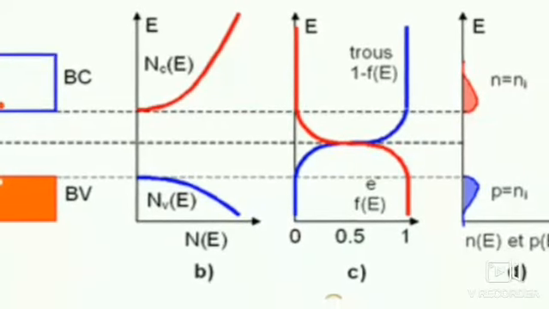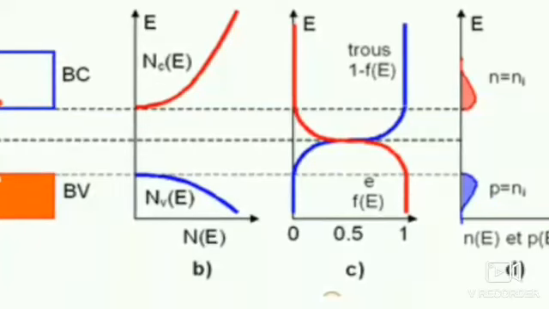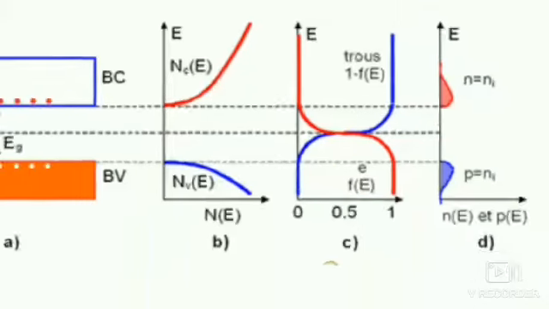And let us look at the third diagram, which represents the variation of the Fermi-Dirac distribution function versus energy, where we can see the value of f of E is equal to 0, f of EF is equal to 1 by 2, and f of EV is equal to 1. Okay, this red line indicates the electron concentration, and the blue line indicates the hole concentration, that is 1 minus f of E.